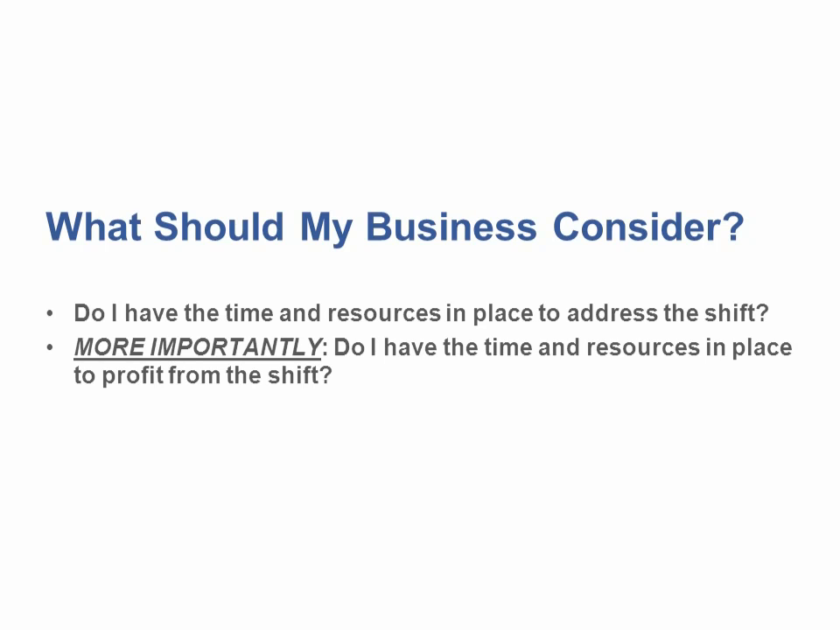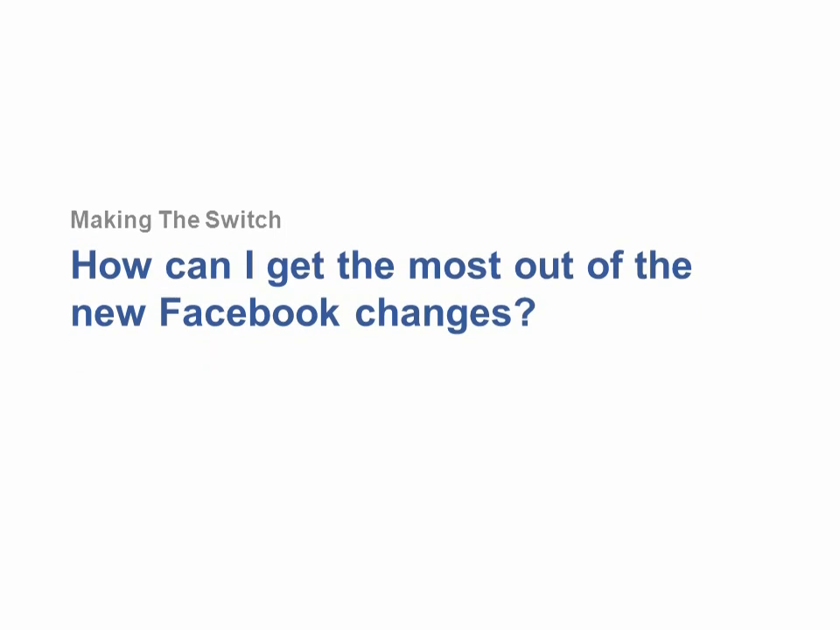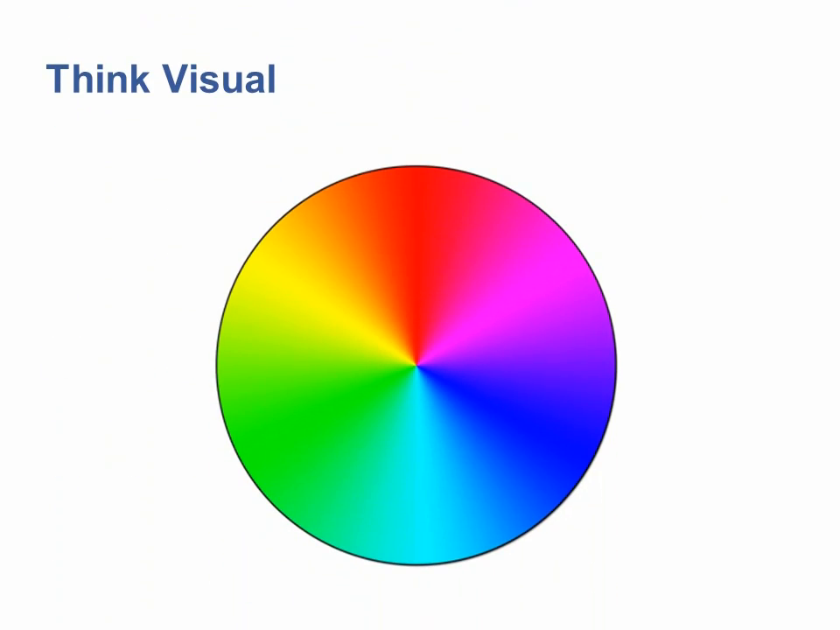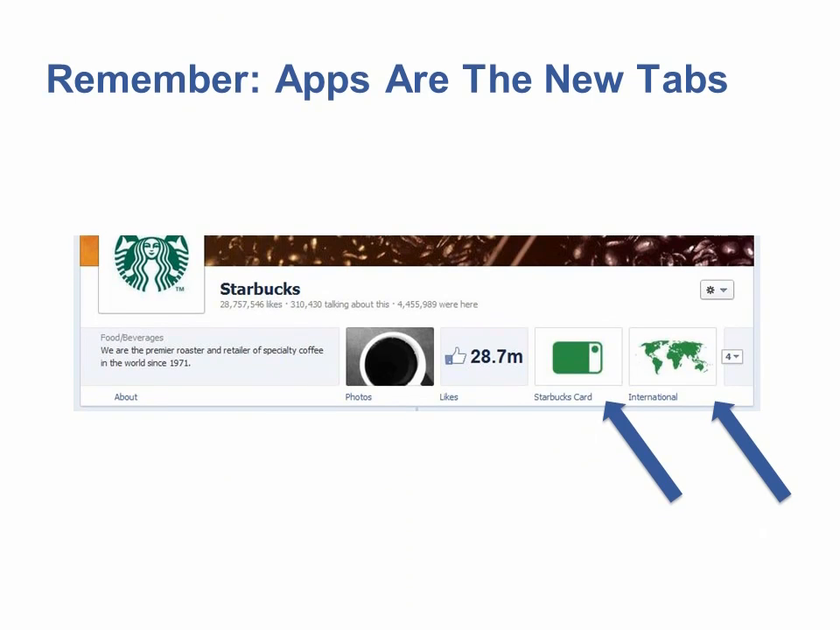How can I get the most out of the new Facebook changes? Okay, I'm now going to take a couple minutes to provide tips on how to navigate the switch and make the most of the changes. Think visual. The most important thing is to think visual. The new design puts a much greater emphasis on visual communication, so you'll want to make sure that every image you upload to Facebook is supporting your story and putting your brand in the best possible light. So the challenge for business is to incorporate more and better imagery into their pages and to drive engagement among users and fans.